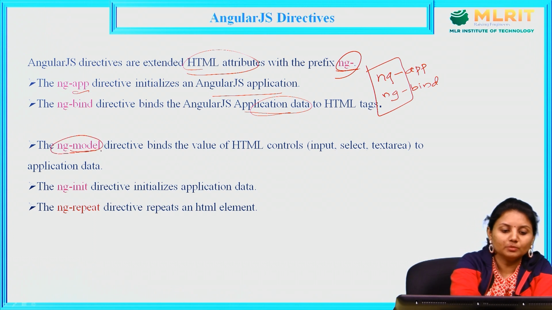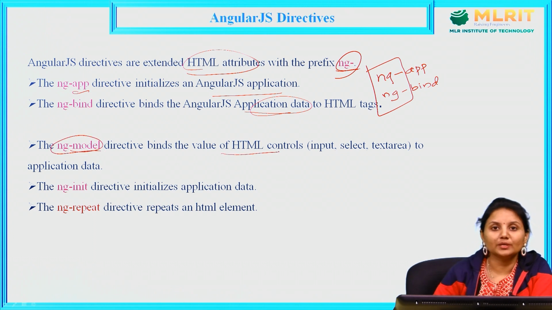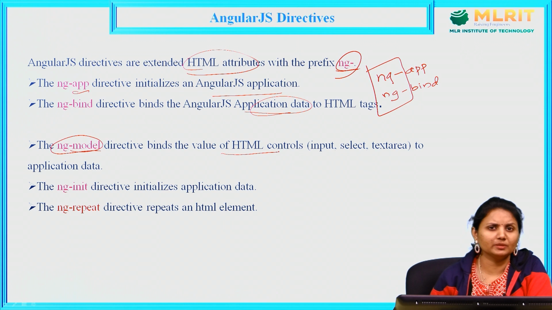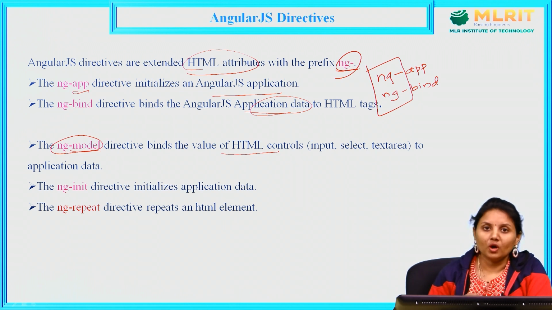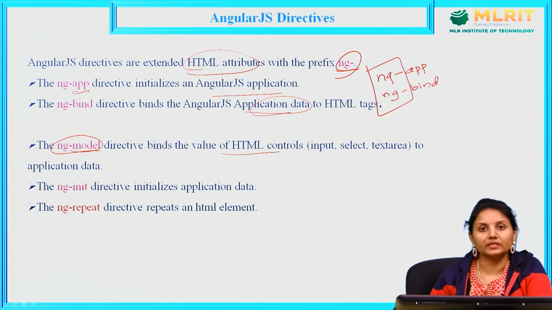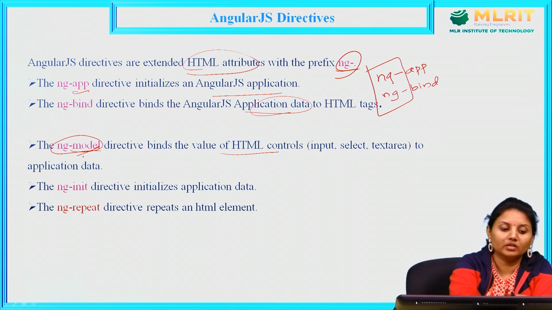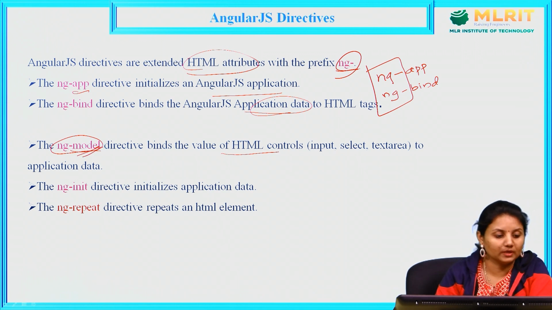The ng-model directive binds the value of HTML controls. What is an HTML control? We have already discussed it in the first unit. If you want to give a form, we have to give input tags, button tags, select tags, textarea tags and so on. These are all used for taking input from the user and printing it. So, for such things, we use ng-model.